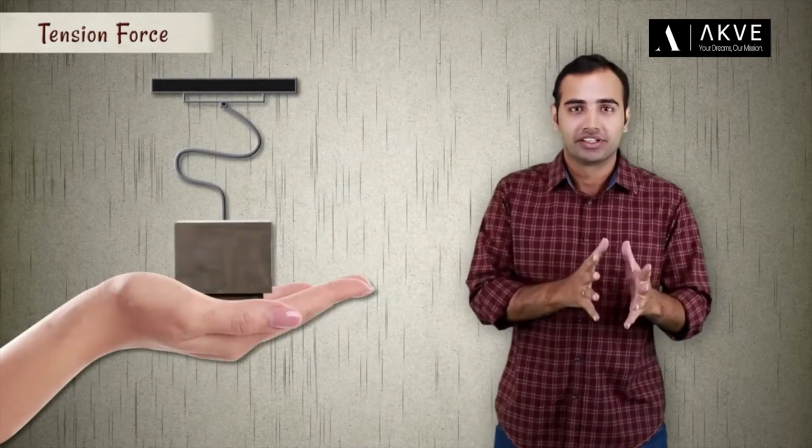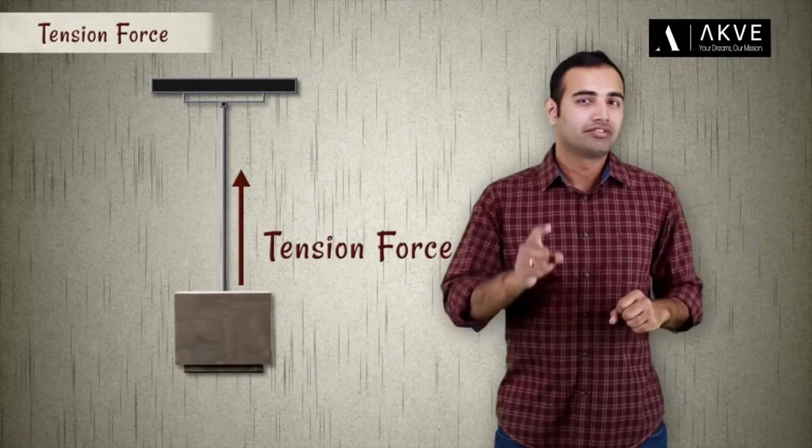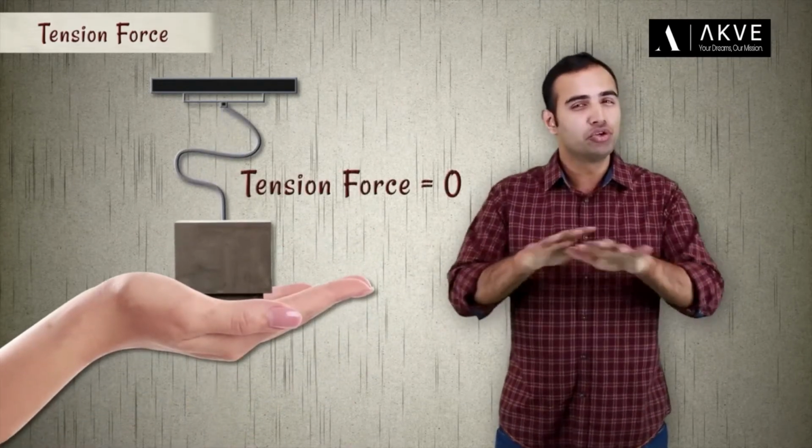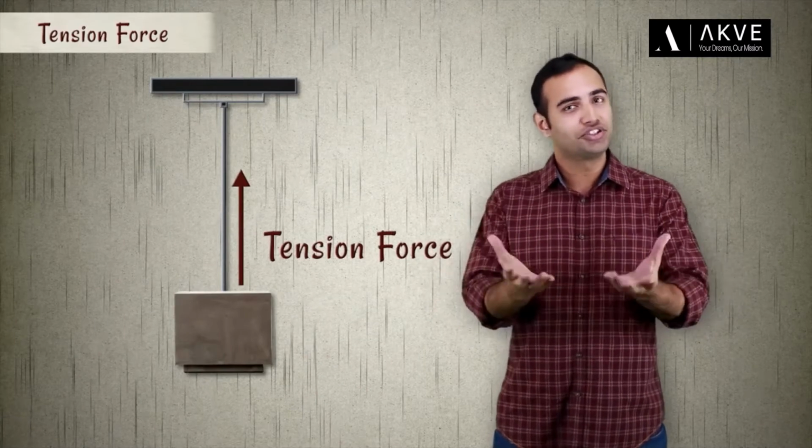And finally, let's talk about the force applied by a string. The string is peculiar in the sense that when it's tied to an object, it applies a pulling force only when it's taut. If the string is slack, it applies no force on the object it's tied to. Now, the force applied by string is also called the tension force.